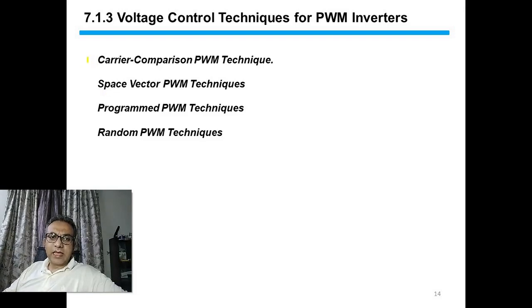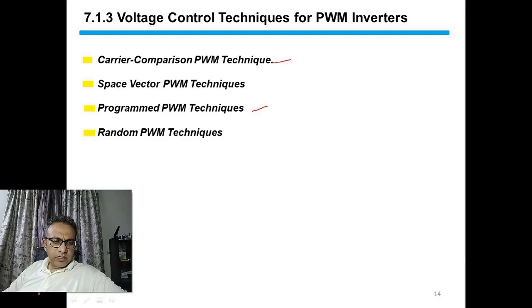First is the carrier comparison PWM technique. Second is the space vector PWM technique, and then third is the programmed PWM technique, and fourth is the random PWM technique. For our course, I will focus on carrier comparison PWM technique and programmed PWM technique. So those of my students who are interested in space vector and random are advised to read our textbook.